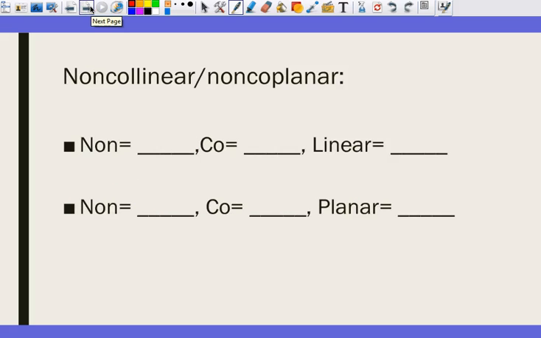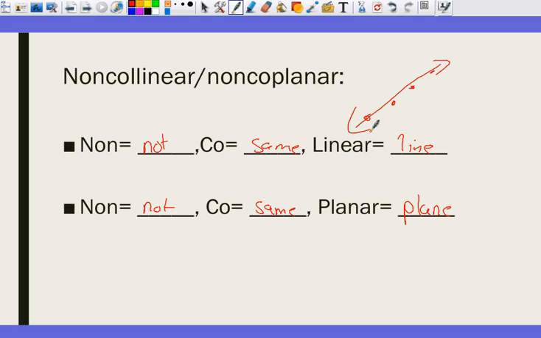Now we have non-collinear, non-coplanar. Non, not, same line. Not the same plane. Okay? I'm going to draw you an example of non-collinear.